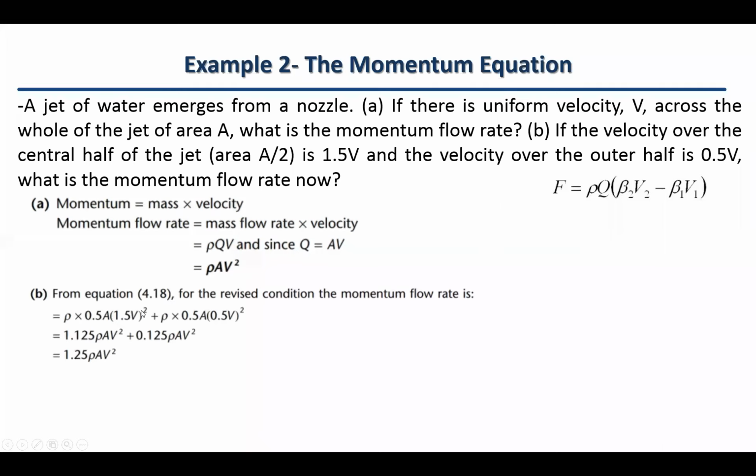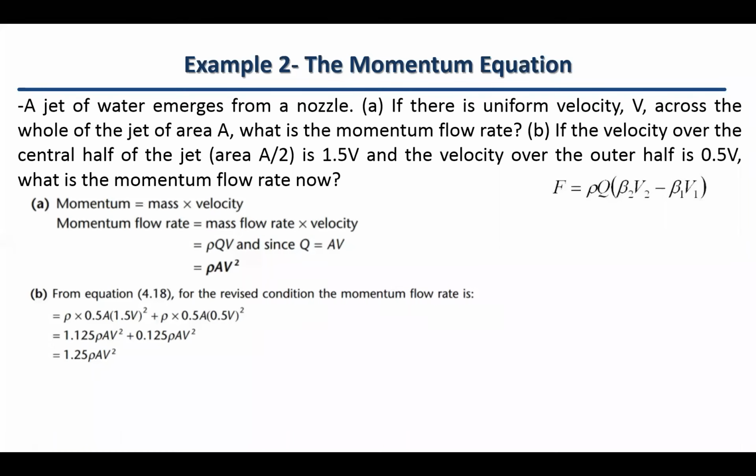So let's go with the calculation here. This is for section A, and for section B, everything is based on the parameters. The answer for section A is rho A v squared, because the velocity is v. But for section B, half of the area has a velocity of 1.5 v, and for the outer half of the area, the velocity is half v.